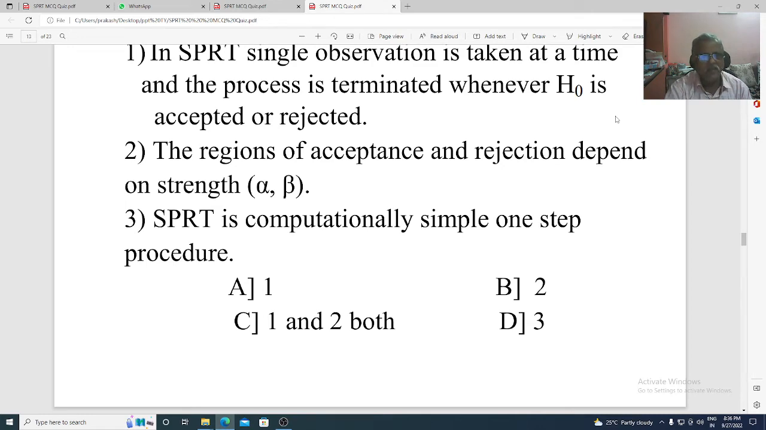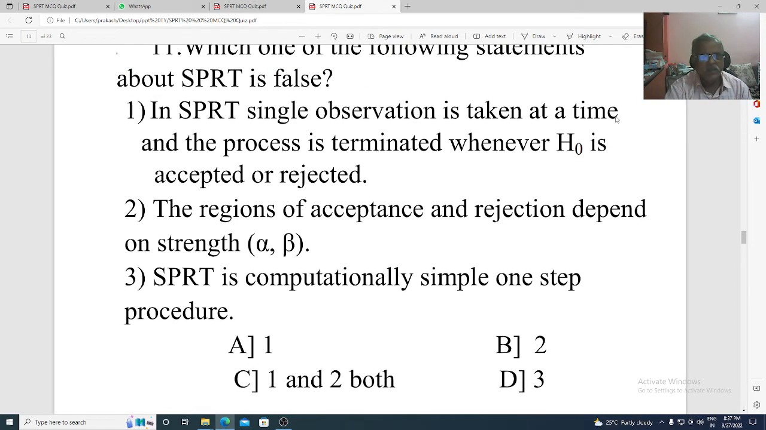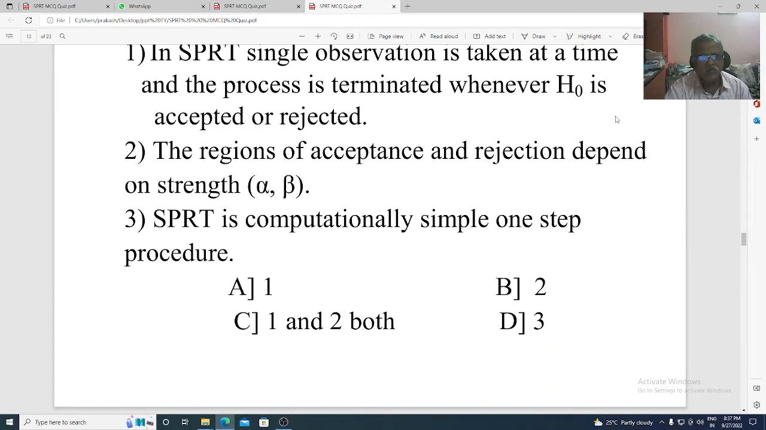Option A is 1, option B 2, option C 1 and 2 both, option D 3. The correct option is option B. The region of acceptance and region of rejection depends upon strength alpha and beta.